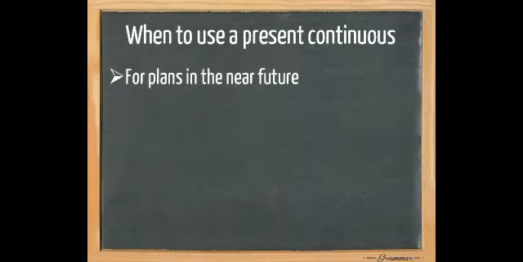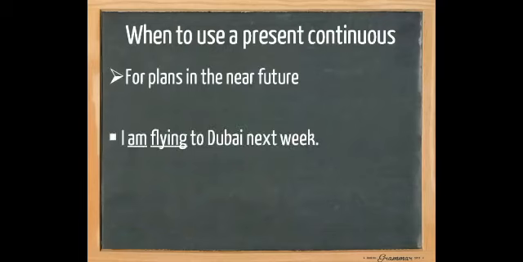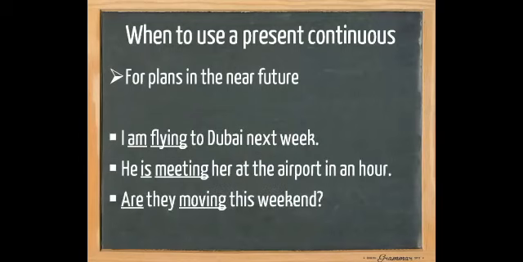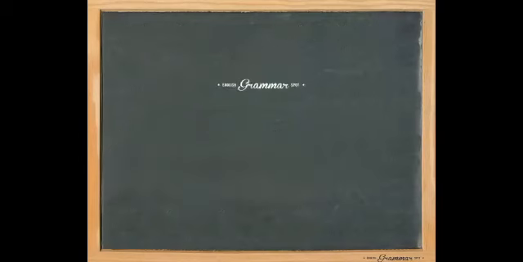We also use the present continuous for plans in the near future. For example, I am flying to Dubai next week. He is meeting her at the airport in an hour. Are they moving this weekend?